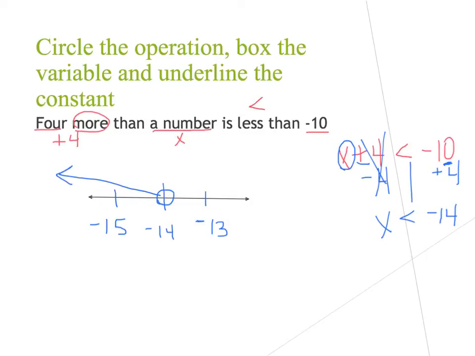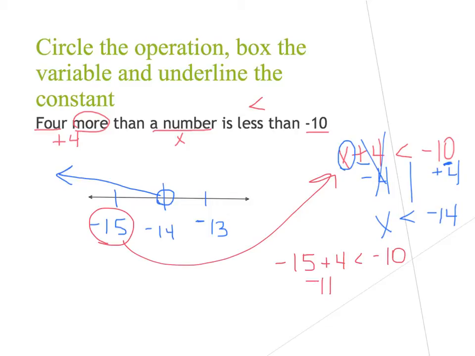All right, if I choose this 15 here to plug it back in where the x is, I would say negative 15 plus 4 is less than negative 10. All right, let's solve. Different signs subtract, so negative 15 minus 4 would give me 11. Take the sign of the larger number, which is the negative 15. All right, is negative 11 less than negative 10? Yes, because negative 11 is further left on the number line. And remember, anytime you're comparing two numbers, the number on the left is always going to be smaller than the number on the right.